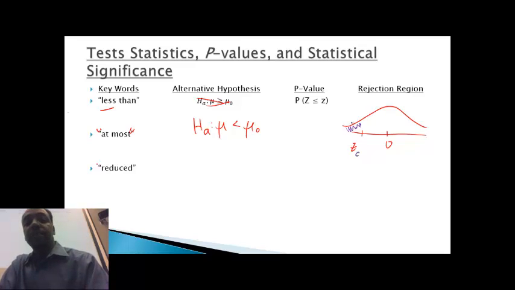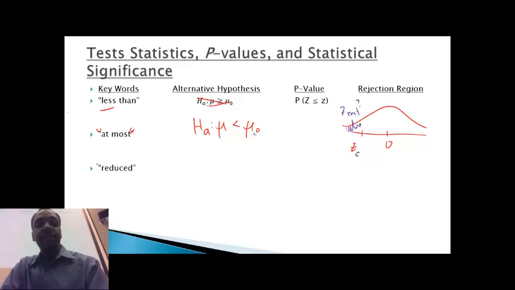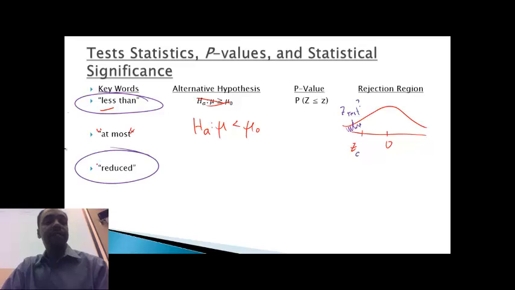So the question becomes, is our test statistic arbitrarily small enough or below our cutoff value? So H naught, mu less than mu naught, and then some arbitrarily small values of z is how you do the p-value. So keywords are less than, reduced, those kind of things, shorter. You get the idea.